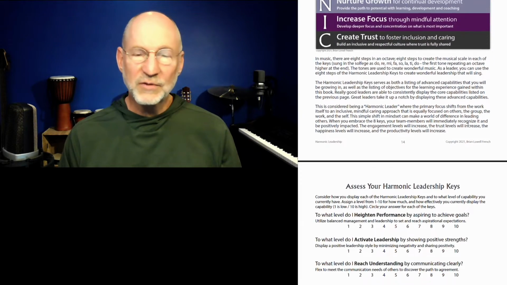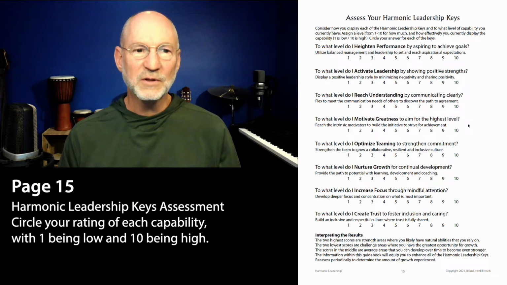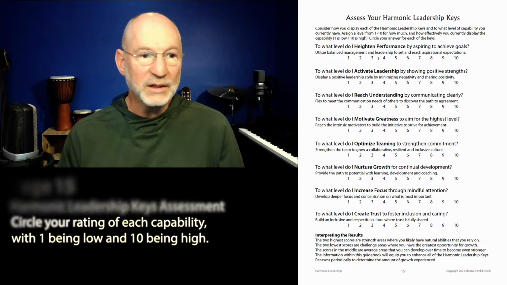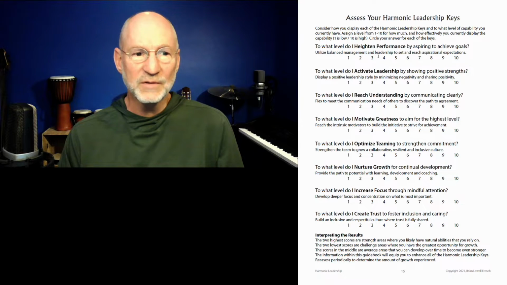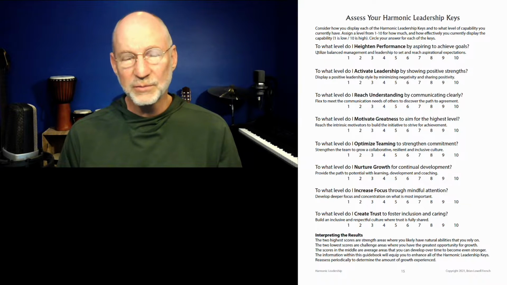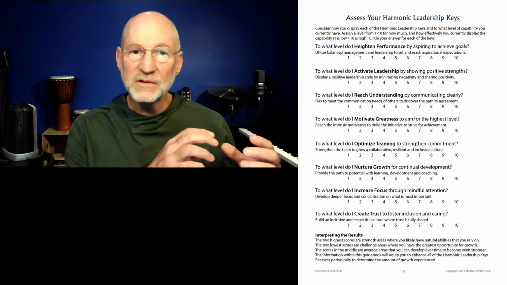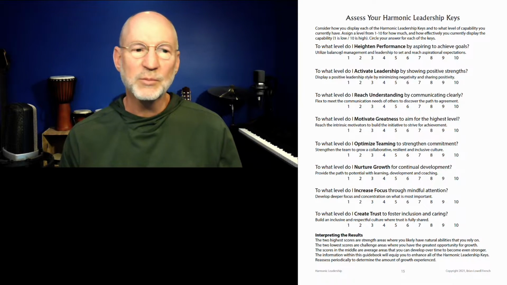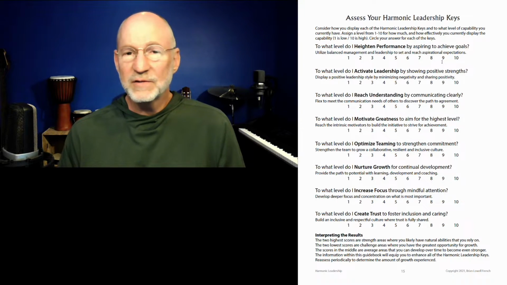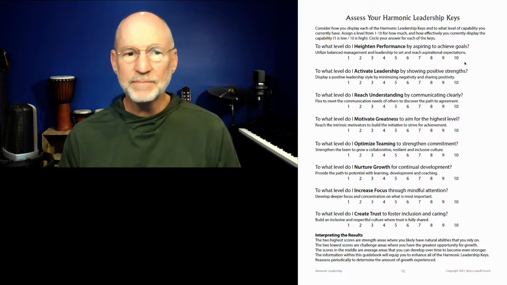So you also have the opportunity on the next page, page 15, to do an assessment of yourself on these harmonic leadership keys. So to what level do I heighten performance by aspiring to achieve goals? And you see the subtext there as well to provide some guidance on exactly what that means, the relative competencies it takes to perform that capability. And again, be honest with yourself. Give yourself that circle of 1, 2, 3, up to 10.